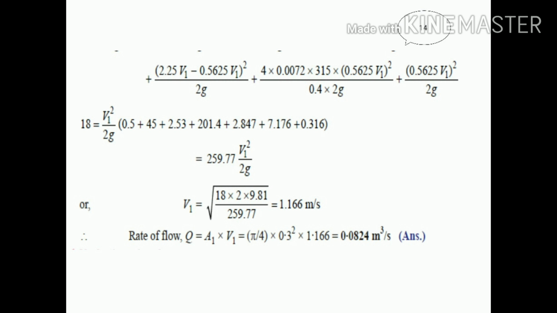Now only V1 is unknown. Now find the value of V1. Once you calculate the value of V1, use the formula Q is equal to A1 V1 and find the discharge. So the numerical is very easy, but you have to remember the steps. For this, please see the formula list which I have shared with you already. You will easily understand. Also, I will find the next method to solve more numericals. Here I have explained one numerical so that you can understand which types of numericals are asked in the exam.